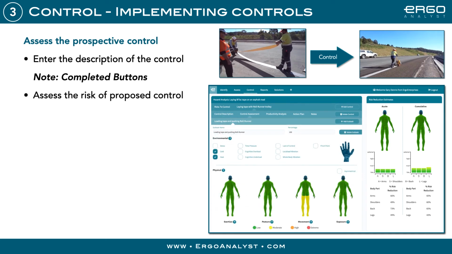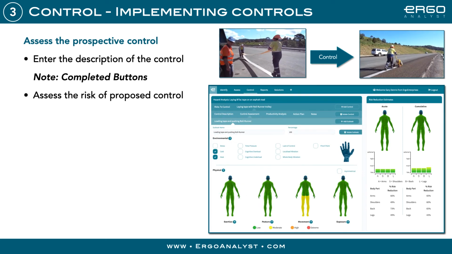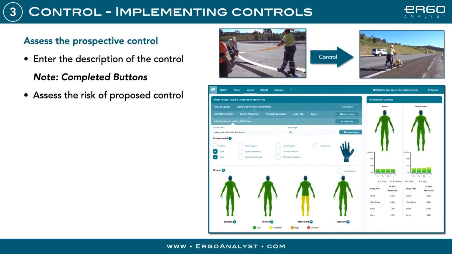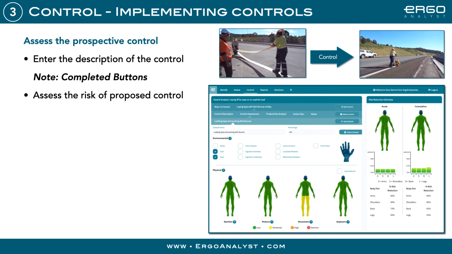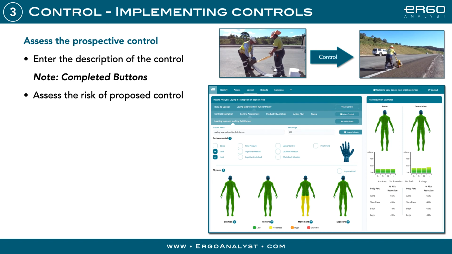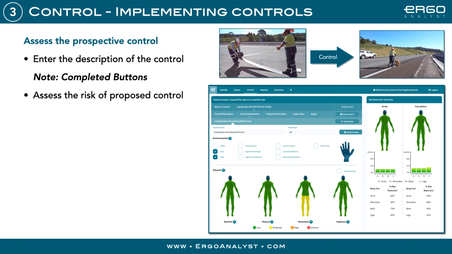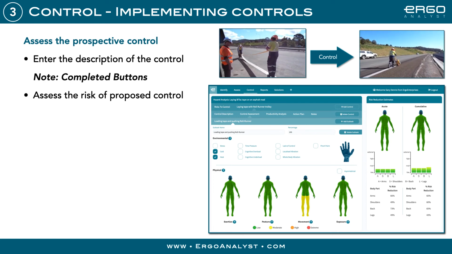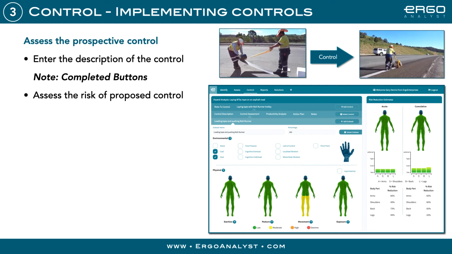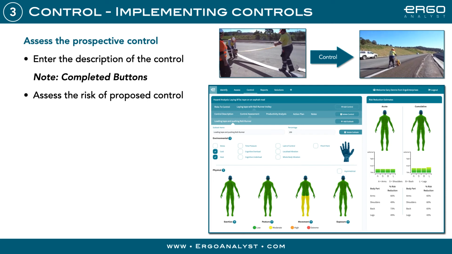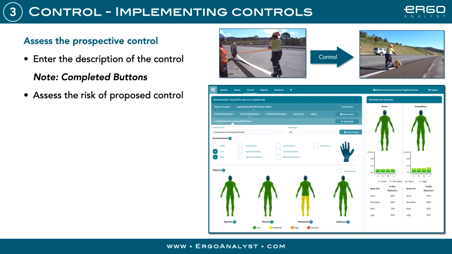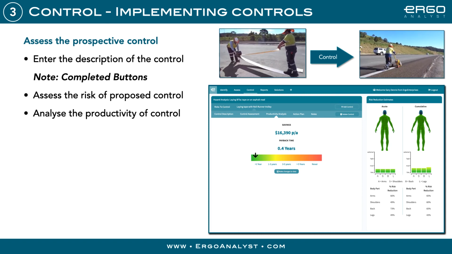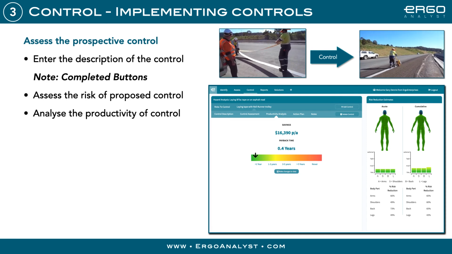When you first enter the control assessment area of this task for the first time, the risk assessment will be pre-populated with the same colors as the original risk assessment. So all you have to do is alter this risk assessment to reflect the task factors that you believe would be present if the proposed control was implemented. The right-hand side will then display the quantified risk reduction for each body part that should be achieved upon implementation of that control. As well as the risk assessment of the proposed control, a productivity analysis can also be done to determine how much financial benefit can be achieved by implementing the control.